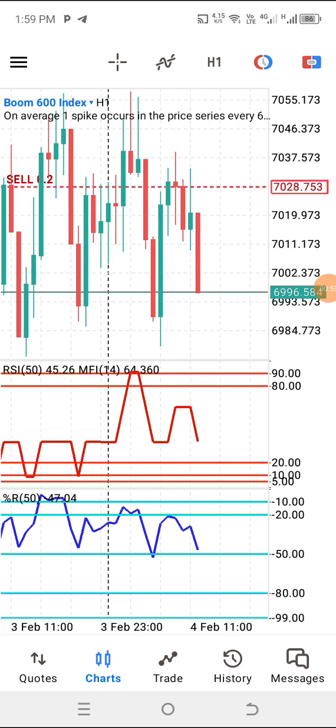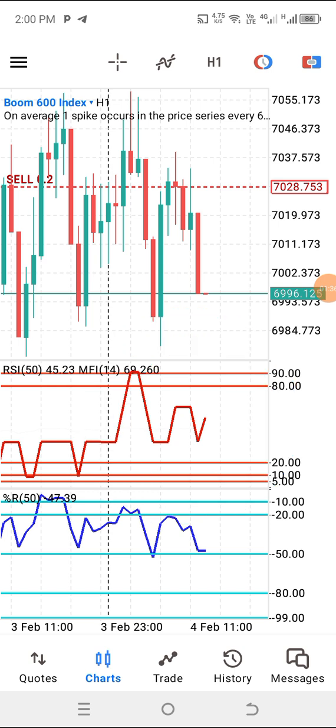Now, this strategy just needs only three indicators, in the window 1 and the window 2. So, before I show you the settings, in the window 1, we have the money flow index and then the RSI. But the RSI, we only need the levels. We don't need the main indicator, which is the RSI moving average.